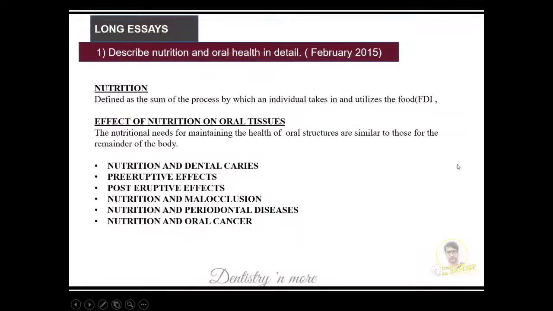So nutrition and the pre-eruptive effect: we know how it affects the tooth. Vitamin A, vitamin D, calcium, phosphorus, all minerals and vitamins should be there for proper pre-eruptive maturation. If they are not there, there will be a hypomineralized area. Similarly, post-eruptively, we need to provide fluoride and calcium. So proper maturation requires ions and minerals.